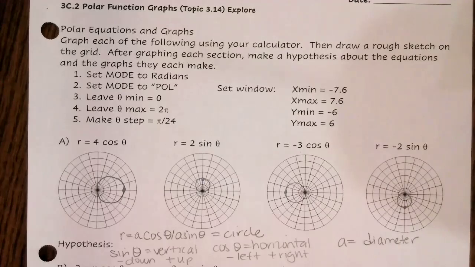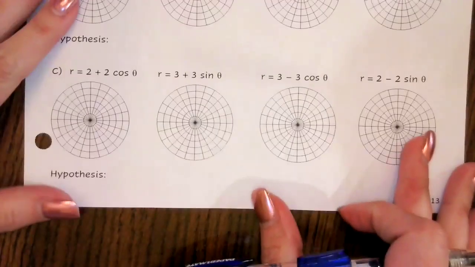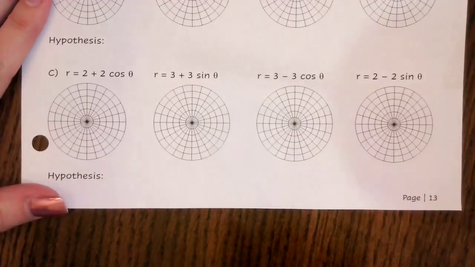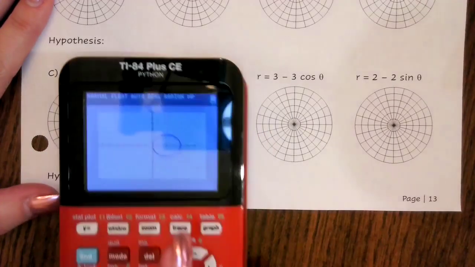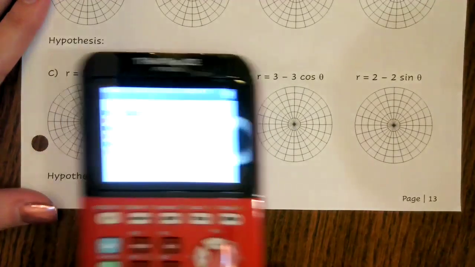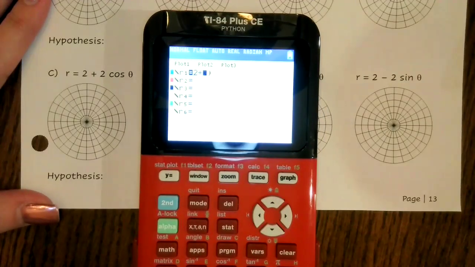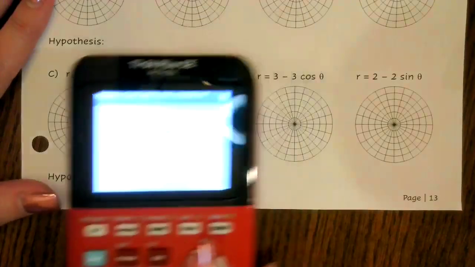All right, so now let's try another one. We're going to try these right down here where it has a 2 plus 2 cosine theta, 3 plus 3 sine theta. Again, we're going to go to our calculator. We're going to go to y equals, and we're going to put in our equation 2 plus 2 cosine theta and see what it does. And so that gives me this shape right here.